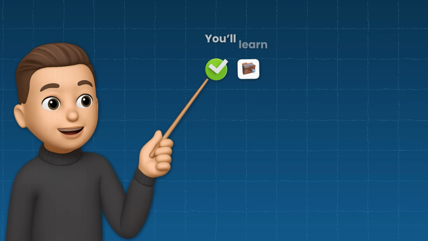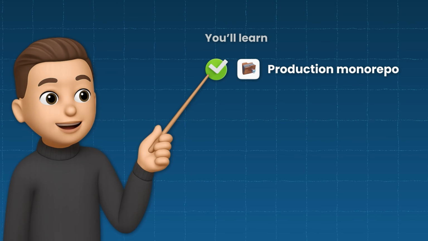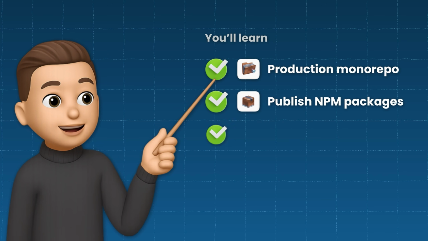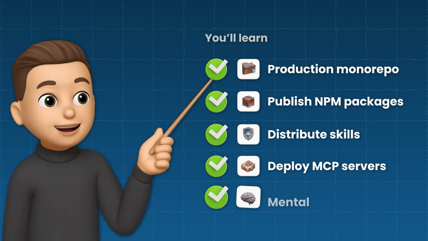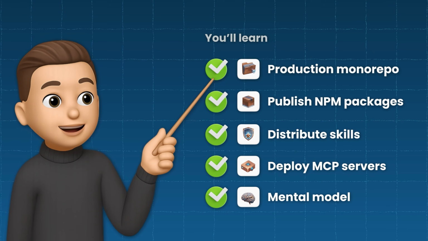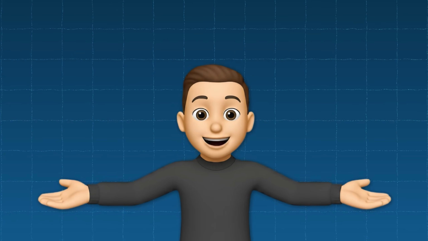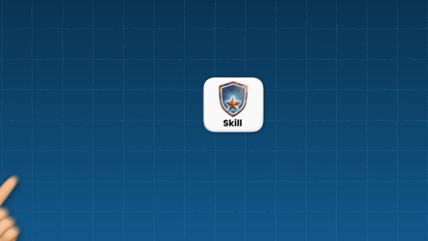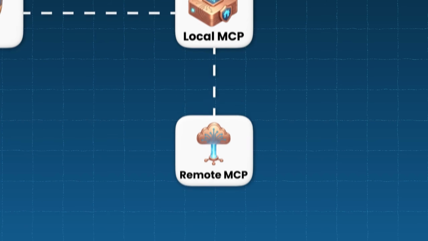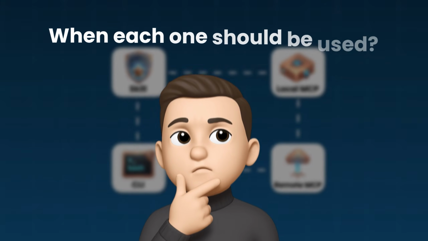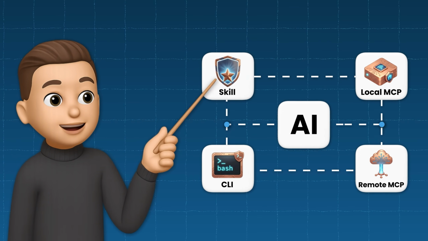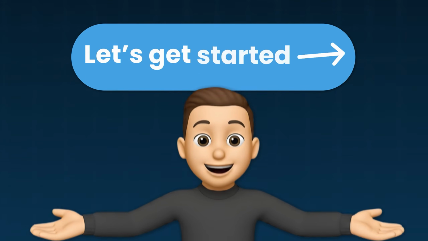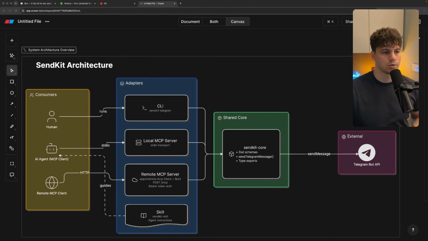Along the way, you'll learn how to structure a production-ready monorepo, publish reusable NPM packages, distribute skills, deploy MCP servers, and most importantly, build a mental model for how all of these technologies fit together. By the end of this video, you will understand the difference between skills, local MCPs, remote MCPs, and CLIs, when each one should be used, and how they fit together into a single architecture for building AI tools in 2026. Let's get started.